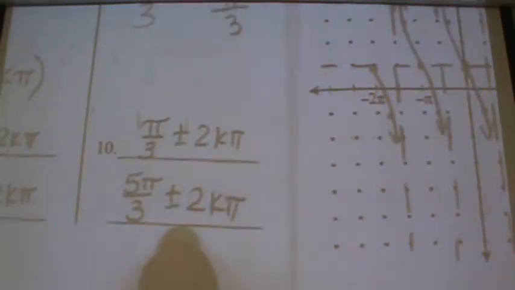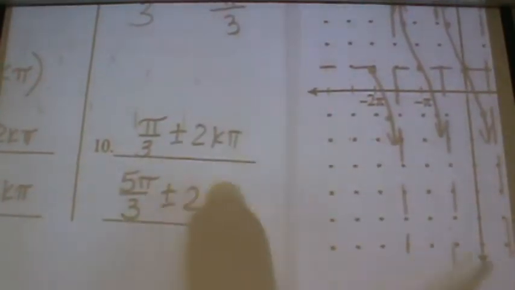And then for cosine 1/2, I wrote adjacent over hypotenuse. This is again a 60-degree angle. And where is cosine positive? It's positive in quadrant 1, so that's one answer, and in 4. What's the angle in quadrant 4 with the 3? It's 5 pi over 3. So these are the two answers for that one. Questions?